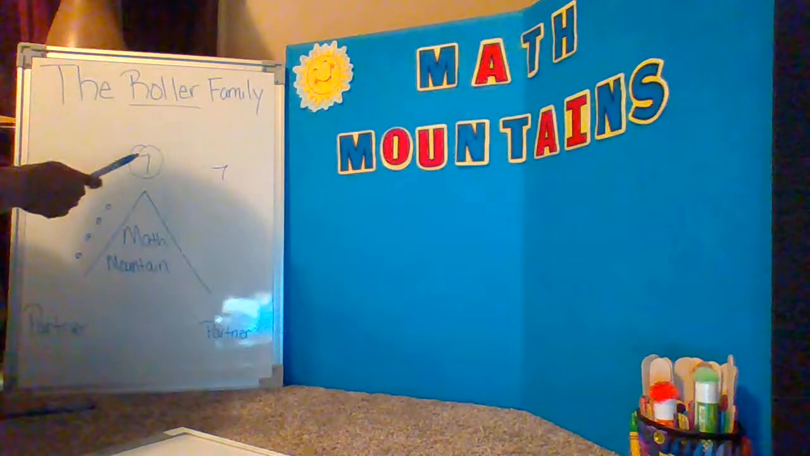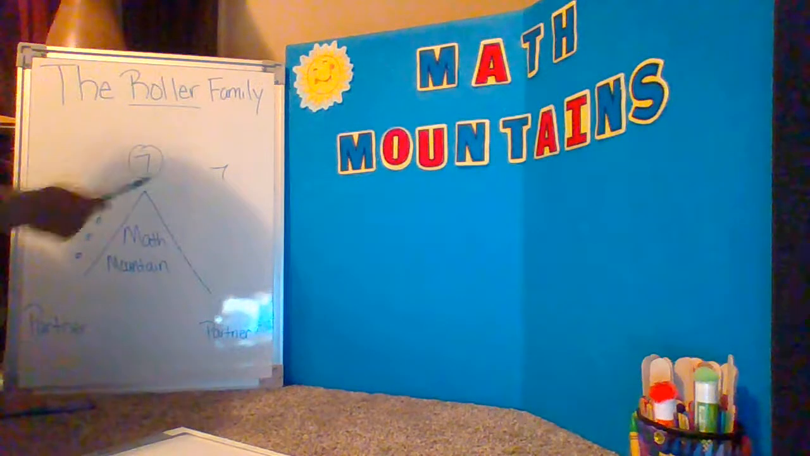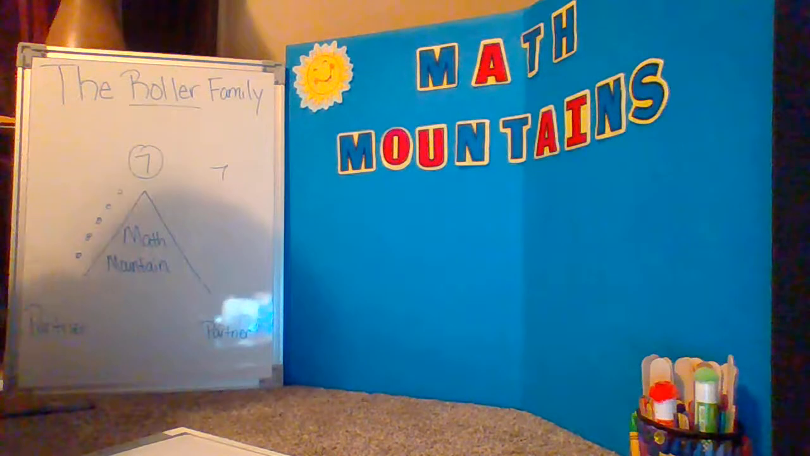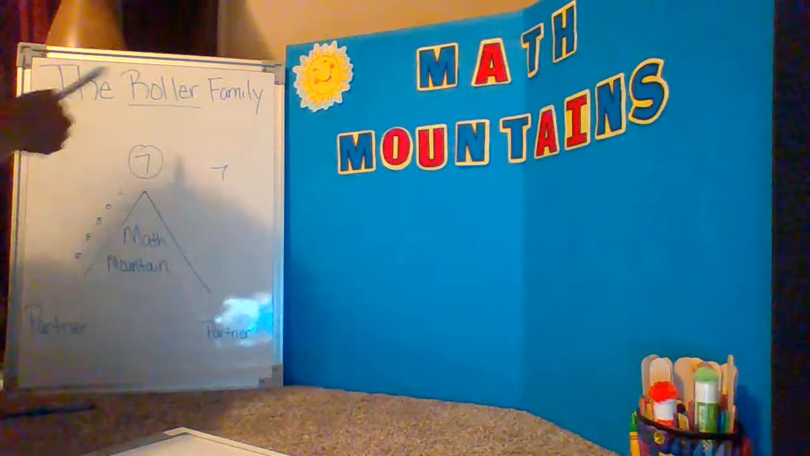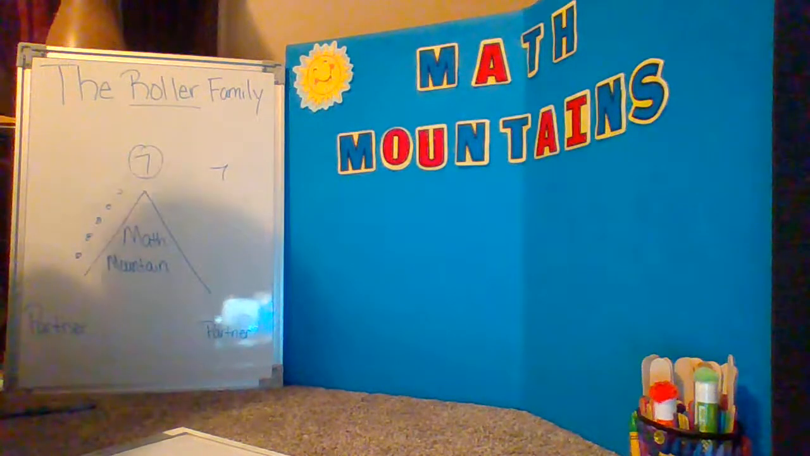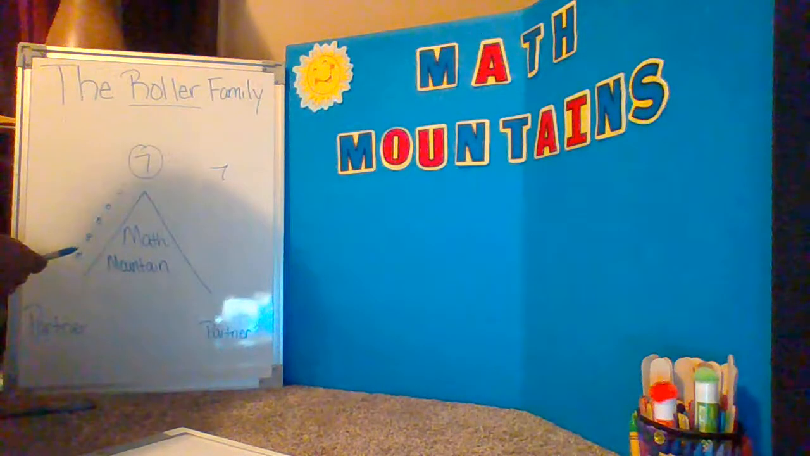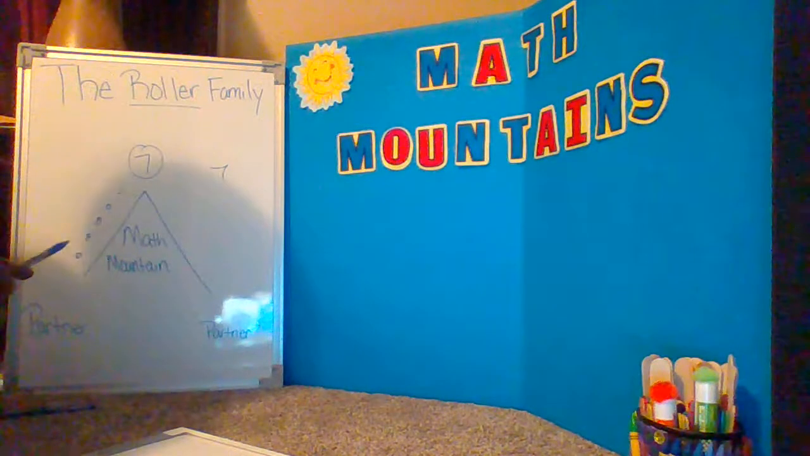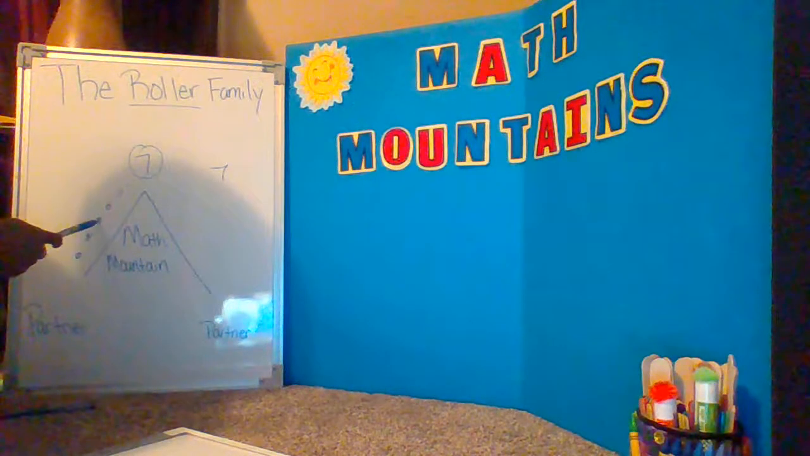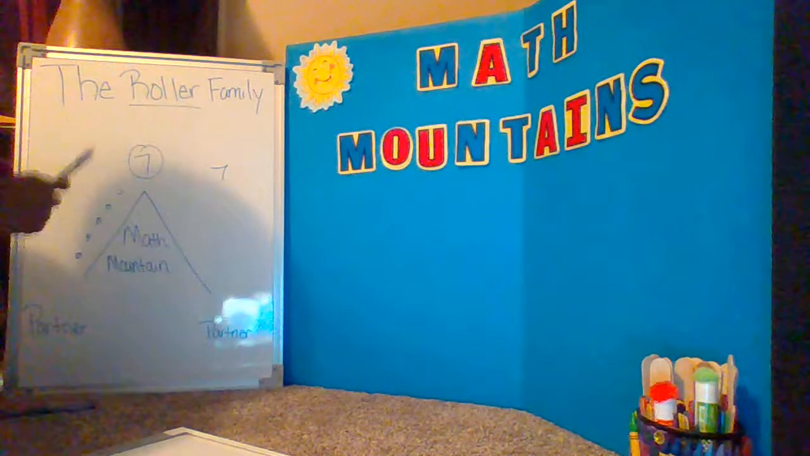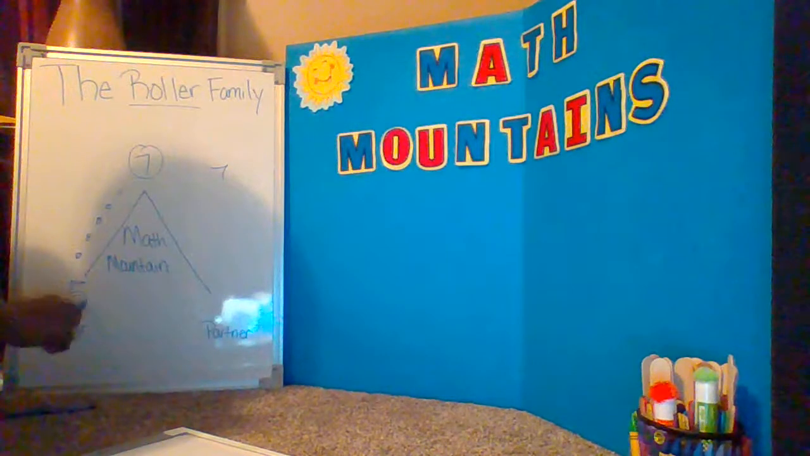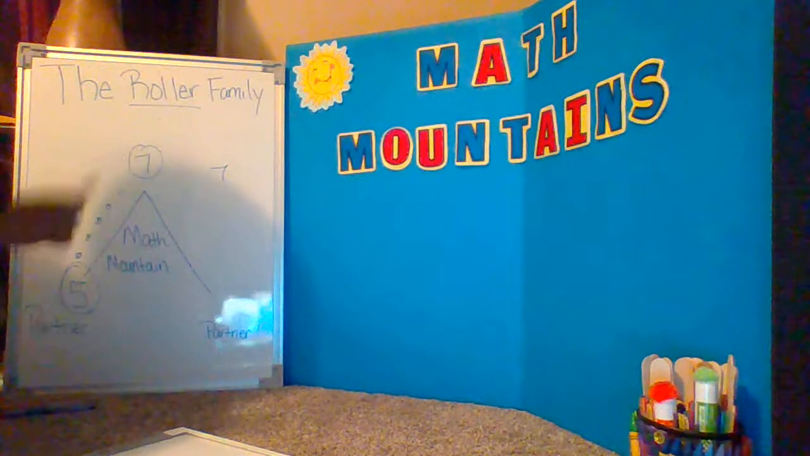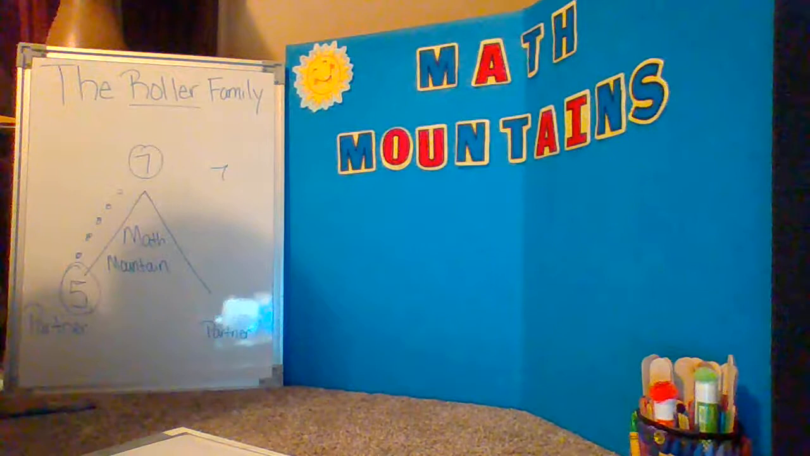Okay, so we know our whole number or our total number up here at the top represents the number of roller families that came out to play. So let's see how many we have on this side of the mountain that went up, and that's going to help us figure out how many of the roller families came back down. We have 1, 2, 3, 4, 5. So we have 5 of our roller families on the left side of the mountain.